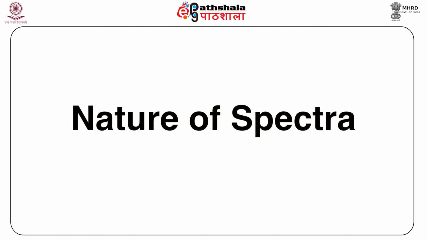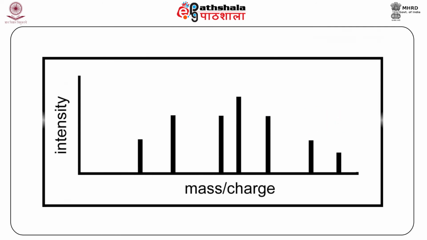Next, nature of a spectra. The spectra is generally shown by a vertical bar graph, wherein each bar denotes an ion having a particular mass to charge ratio, and the length of the bar specifies the relative quantity of the ion. Base peak is defined as the most intense ion, having an abundance of 100.